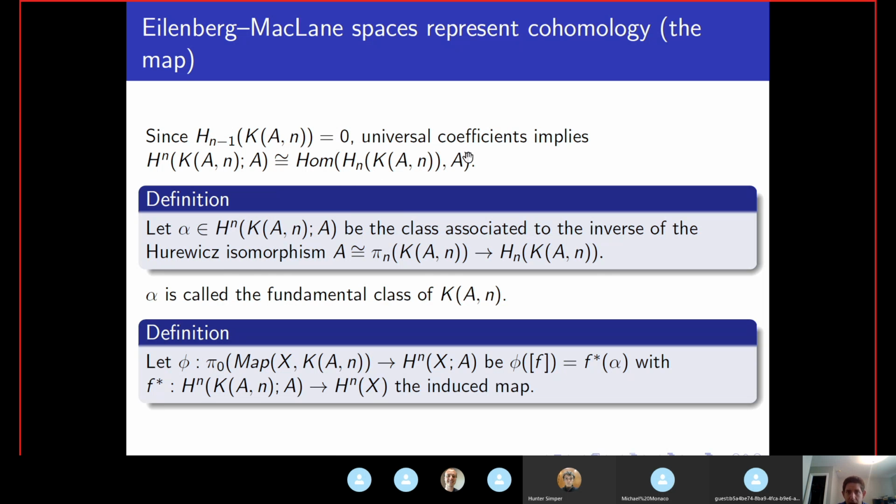So we need a map from here to here. Well, I'm going to actually construct a map in the other direction, but it'll be an isomorphism, so you can just take the inverse. Pi n of the Eilenberg-MacLane space is exactly A, and then there's a Hurewicz map like this. Because the lower homotopy groups vanish, this Hurewicz map is an isomorphism. So you can take the inverse, which gives you a map from here to here. That map is exactly an element of here, so we get this class alpha.